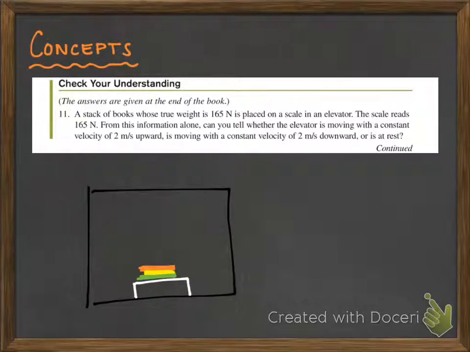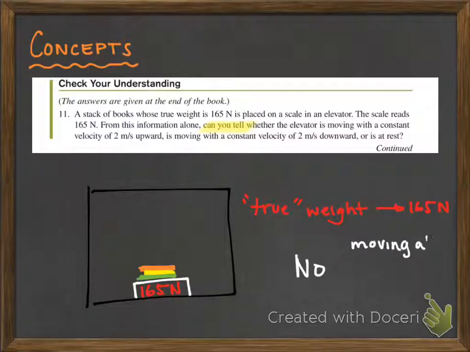What we do know is that the scale reads the actual true weight. Therefore, the elevator is either moving at a constant velocity or it's at rest. But we don't necessarily know if it's moving upward or downward. There's nothing that tells us that. The only information that we have is that the scale reads its true weight, so we know that it's at a constant velocity or it's at rest.